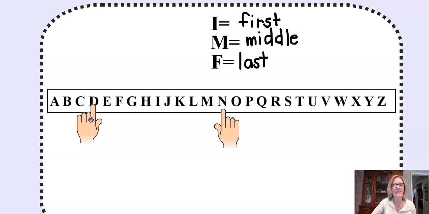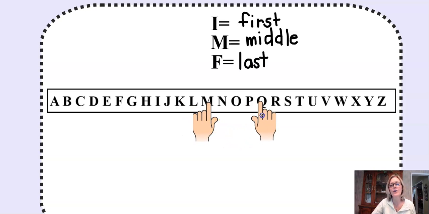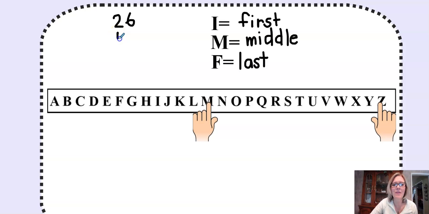A, B, C, D, E, F, G, H, I, J, K, L, M, N, O, P, Q, R, S, T, U, V, W, X, Y, Z. Good work. Now, do you remember how many letters are in our alphabet? 26. Now, out of those 26 letters, how many sounds can we get? You remember those? Those 26 letters make 44 sounds.